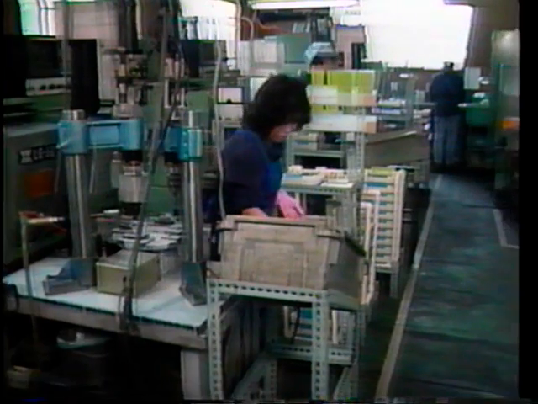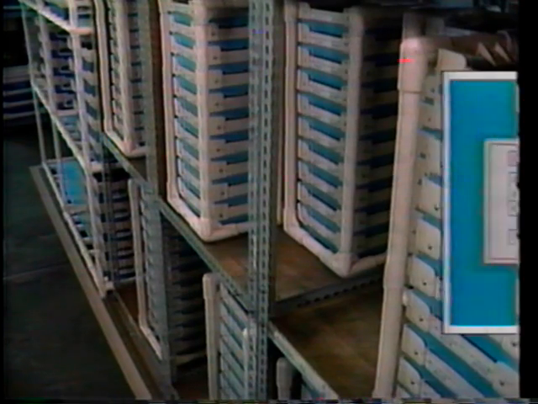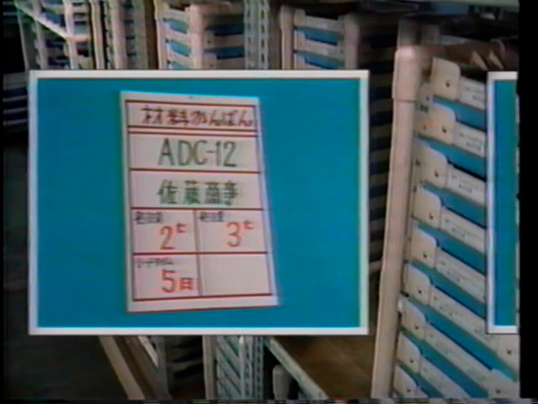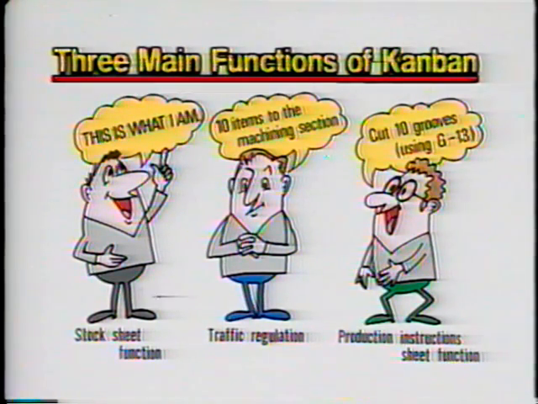Let's take a look at the various Kanban used here to support the delivery system between the two factories. The main role for the Kanban here is as a tool to complete the process of withdrawal of parts by the subsequent process. The Kanban can be made freely according to the purpose and contents. Let's take a look at the three main functions of Kanban.